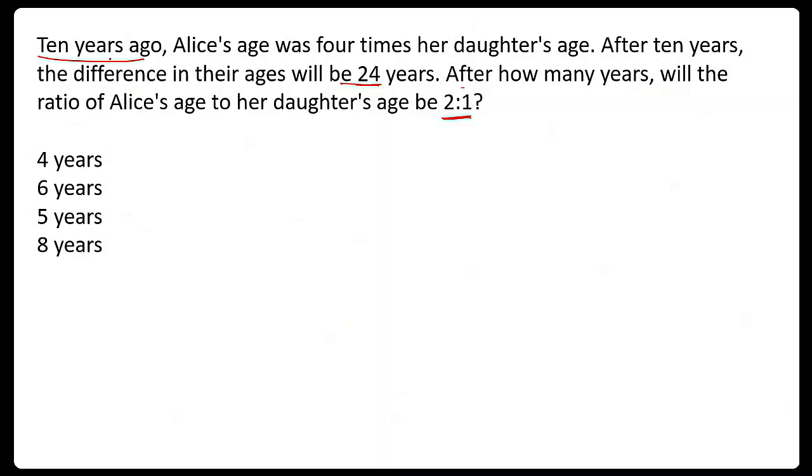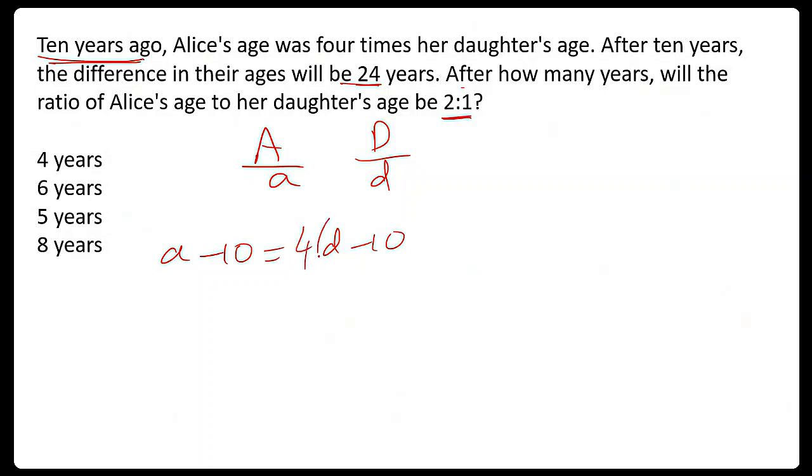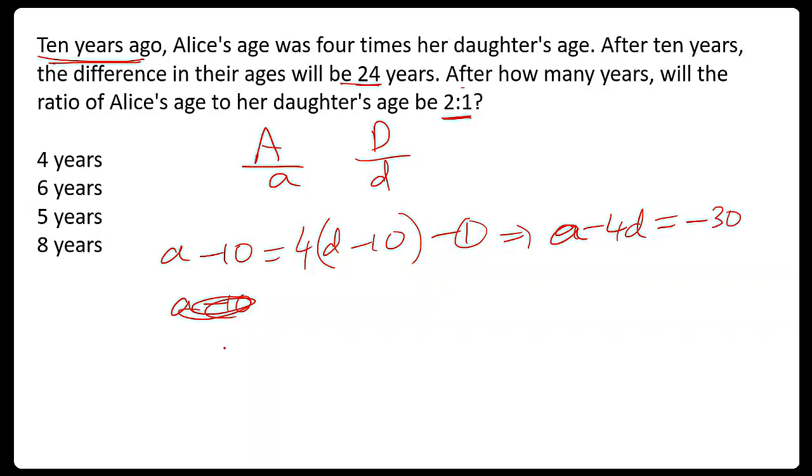So first of all, 10 years ago, let the present ages of Ali be A and daughter be D. 10 years ago, Ali was A minus 10, daughter was D minus 10. It says that Ali's age was 4 times the daughter's, first equation. If I simplify this further, I can rewrite this as A minus 4D is equal to minus 30. Next, after 10 years, the difference in their ages is 24 years.